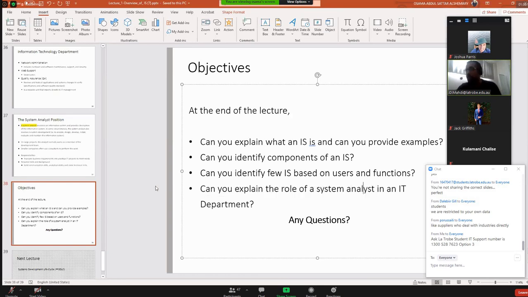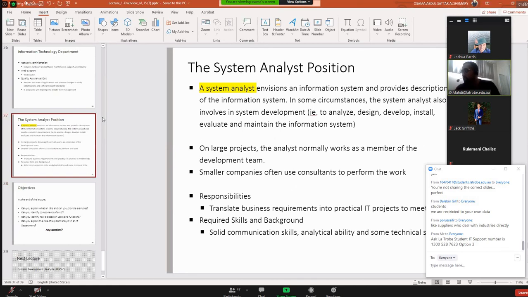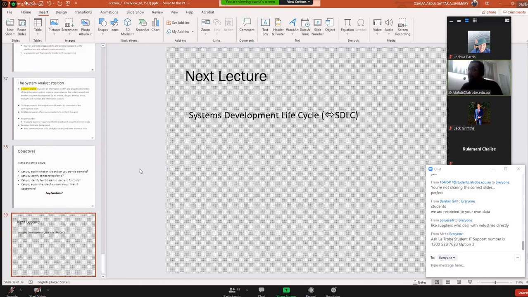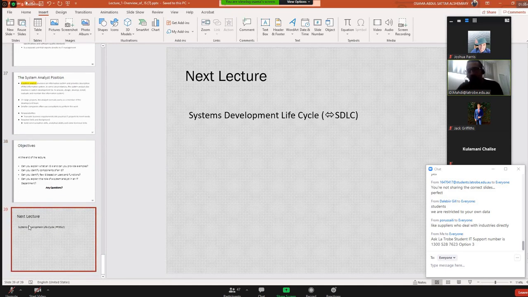Of course, from the previous slide, system analysis is about analyzing, developing, installing, and giving feedback about the information system. And as a person, it requires special skills in terms of programming, in terms of visualizing data, in terms of analyzing the data or the information given to him. So these are the questions that you should be able to answer by yourself at the end of this lecture.